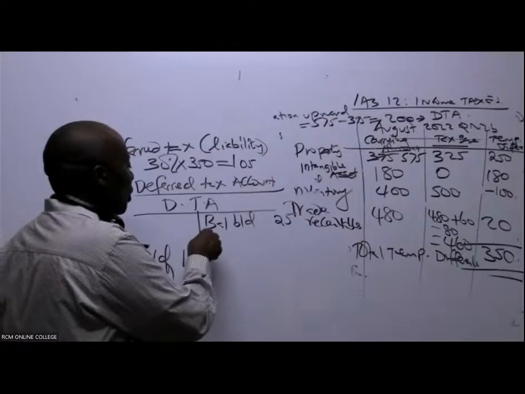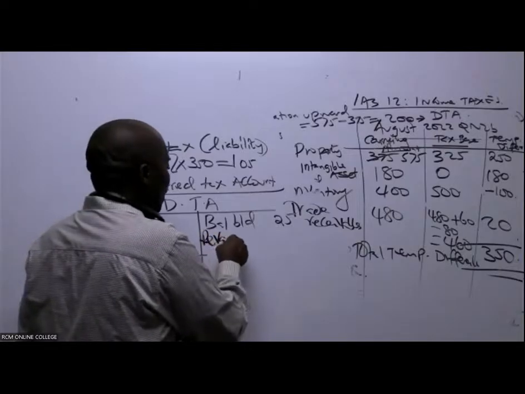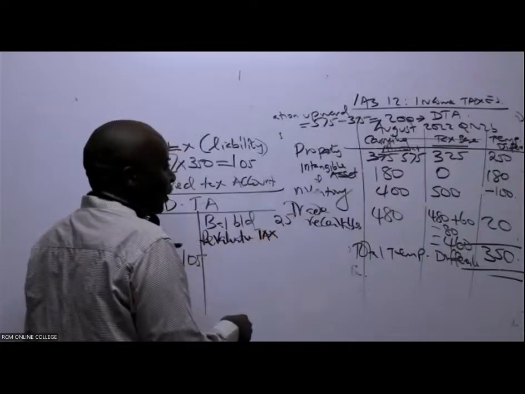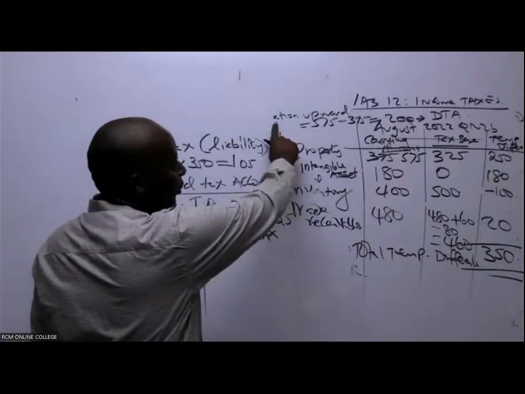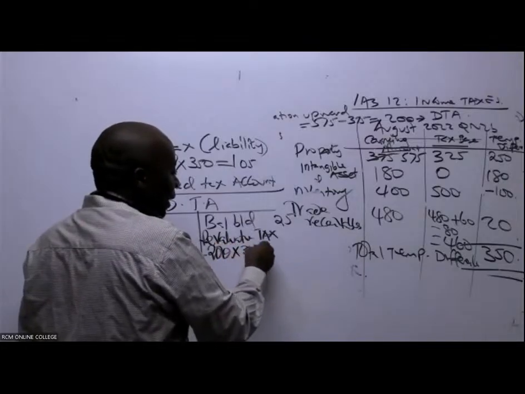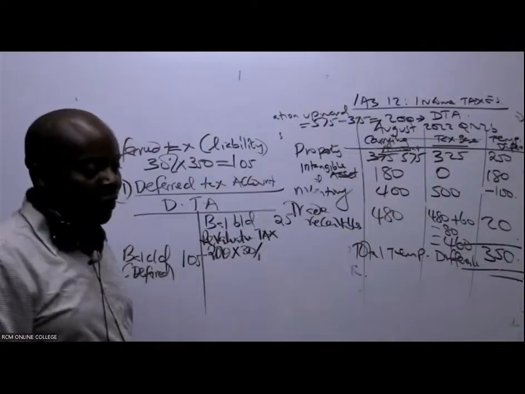So what I need to do is to come here and bring in the revaluation tax. You guys had given me this revaluation amount. It was 200, but I want the tax of that, which is 30%, the revaluation tax.